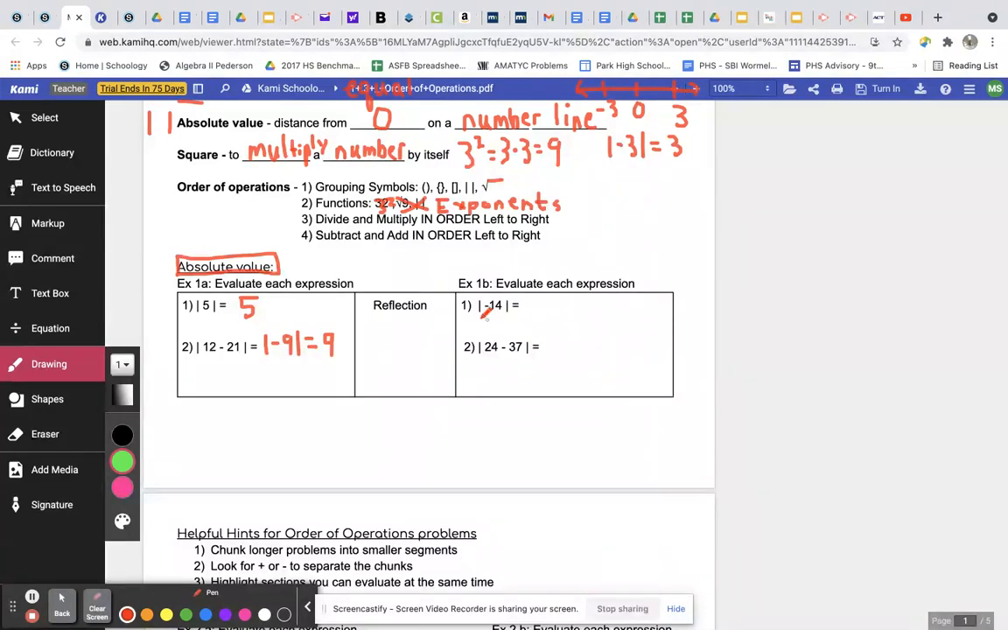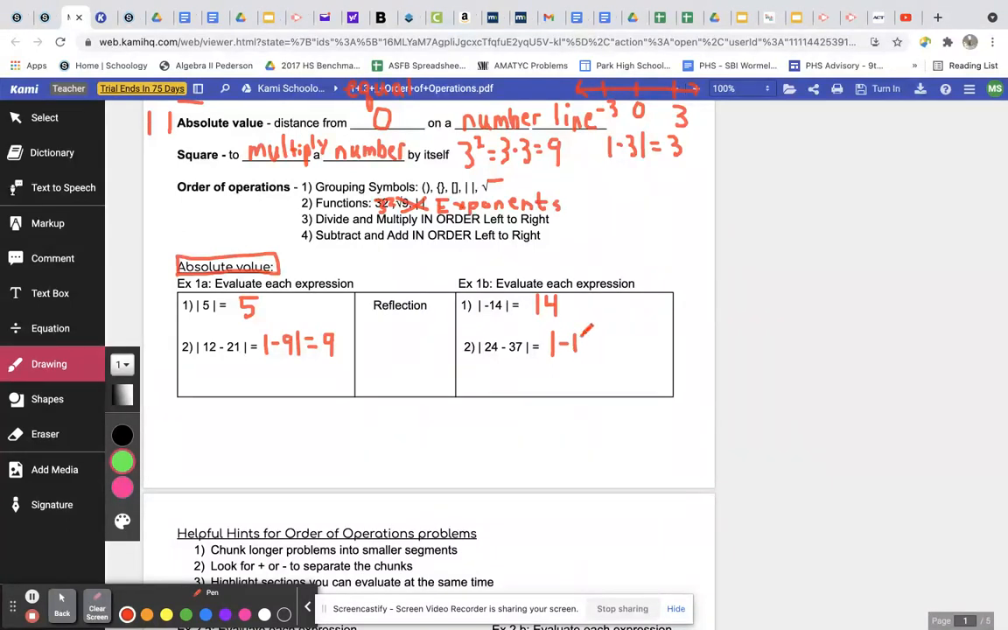So let's take a look at number 1. Number 1 is the absolute value of negative 14. Negative 14 is 14 away from 0, so we're just going to put that. The second one is the absolute value of 24 minus 37. Okay, 24 minus 37 is negative 13.